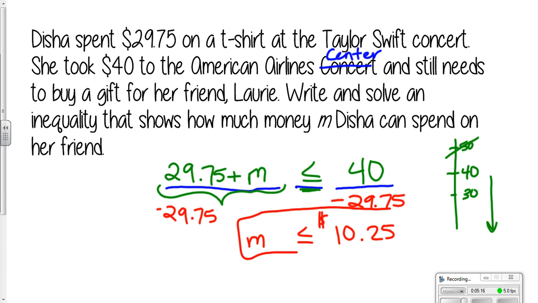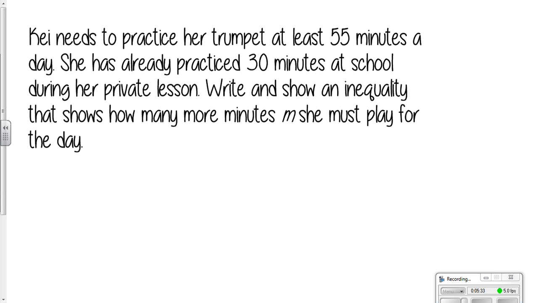There's your answer. Now again, let's kind of decode this answer. This means that she can spend less than or equal to $10.25. So can she buy your friend a gift that costs $5? Sure. Can she buy your friend a gift that costs $10.25? Sure. But can she buy one that costs $11? No. At that point, she will be over her total. Okay, one more problem.